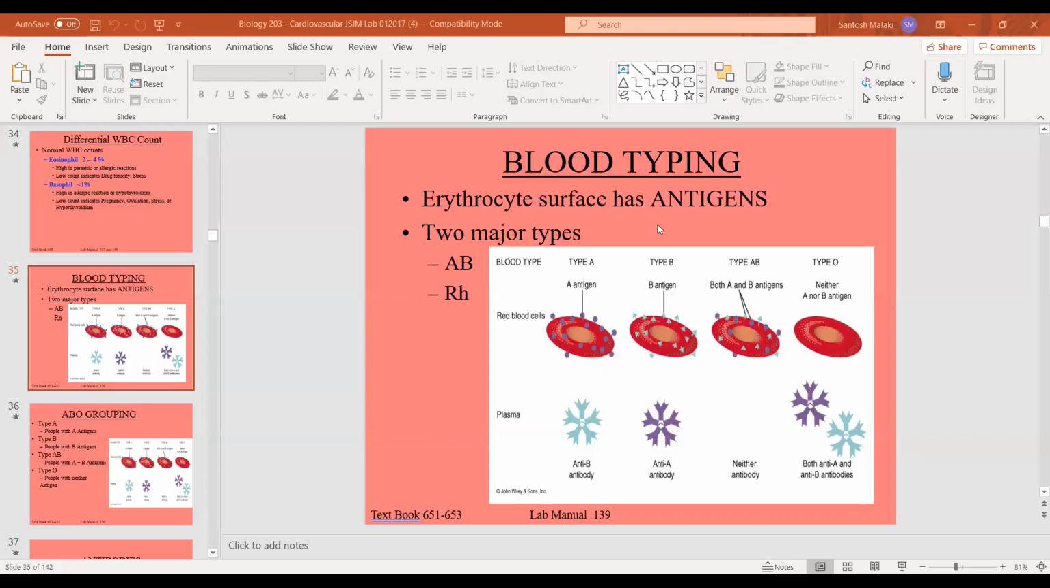The topic for today's lab is blood grouping and typing and cross matching. So if everybody can mute yourself. Now, what is blood typing?